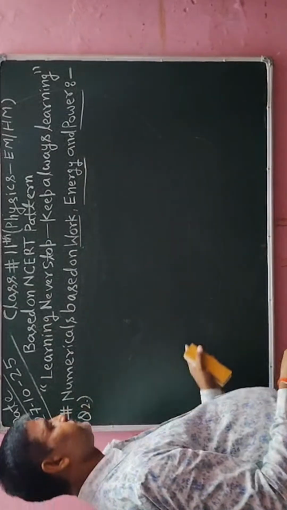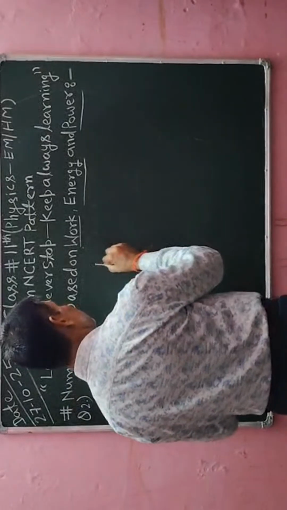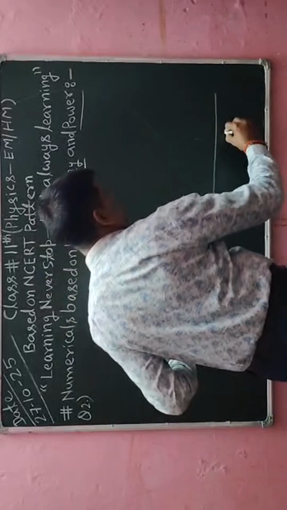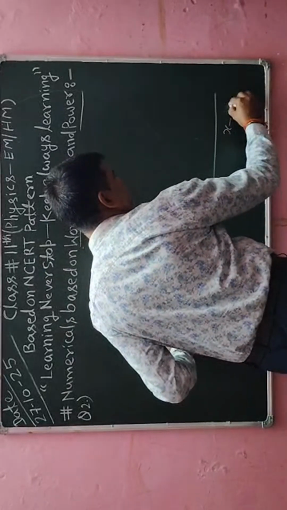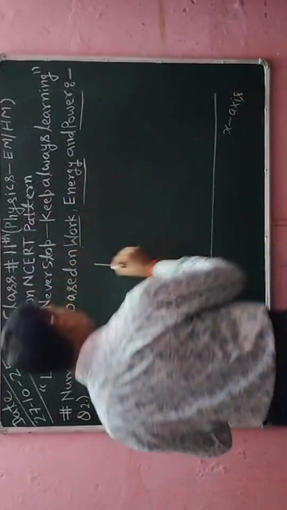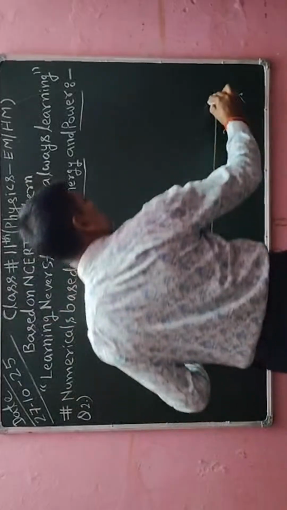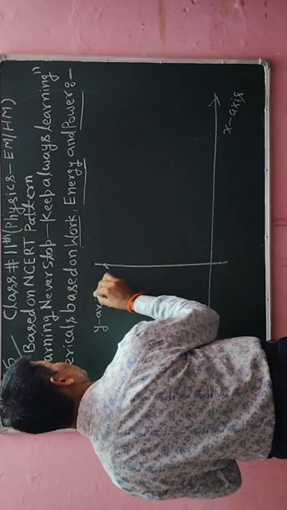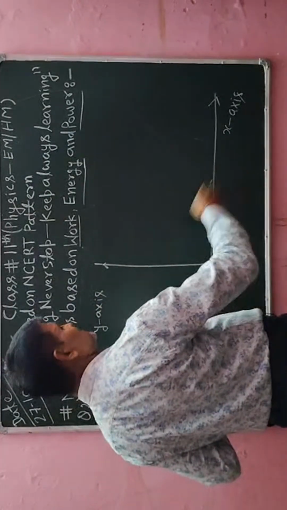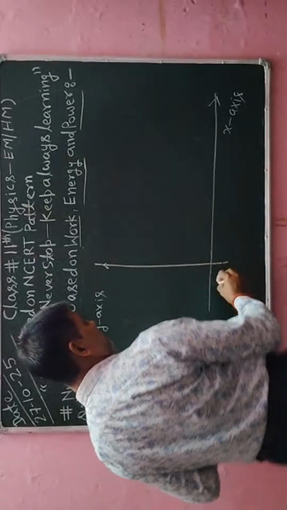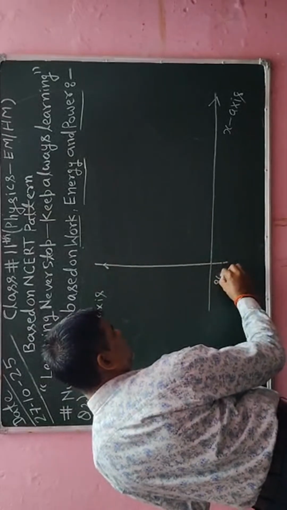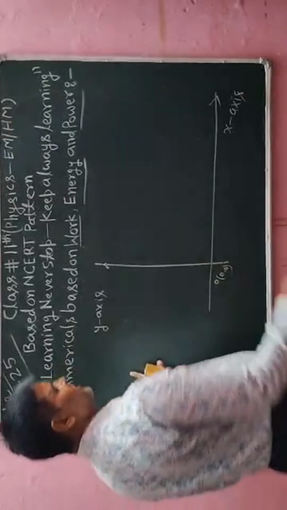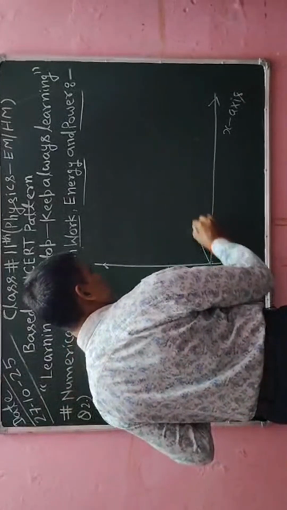Okay, now here I am going to draw a y axis and also an x axis. Here I will say this is the x axis, and I will also draw a y axis. When the x axis and y axis meet at a point, that point I say is the origin, and its coordinates will be 0, 0.